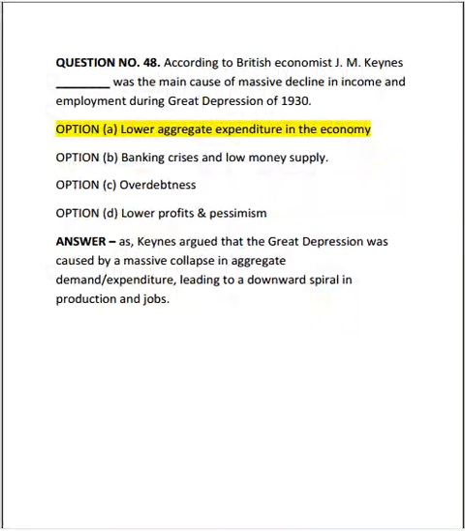Question no. 48. According to British economist J. M. Keynes, what was the main cause of the massive decline in income and employment during the Great Depression of 1930? Option A, lower aggregate expenditure in the economy. Option B, banking crises and low money supply. Option C, overindebtedness. Option D, lower profits and pessimism. Answer: as Keynes argued that the Great Depression was caused by a massive collapse in aggregate demand expenditure, leading to a downward spiral in production and jobs.